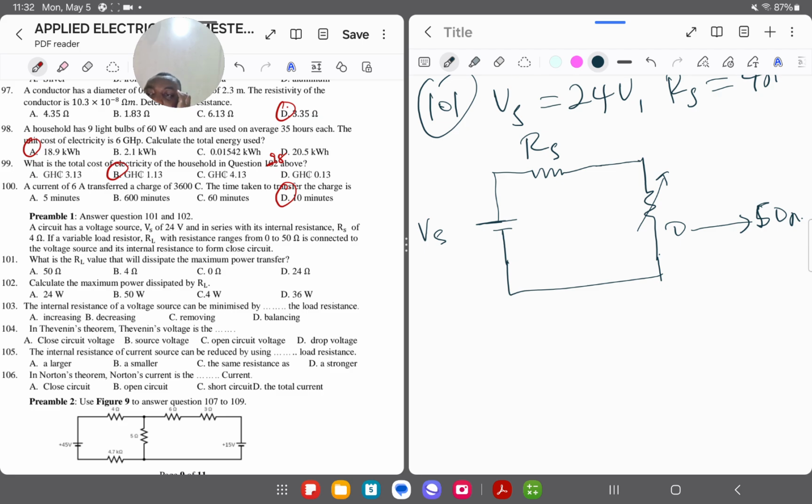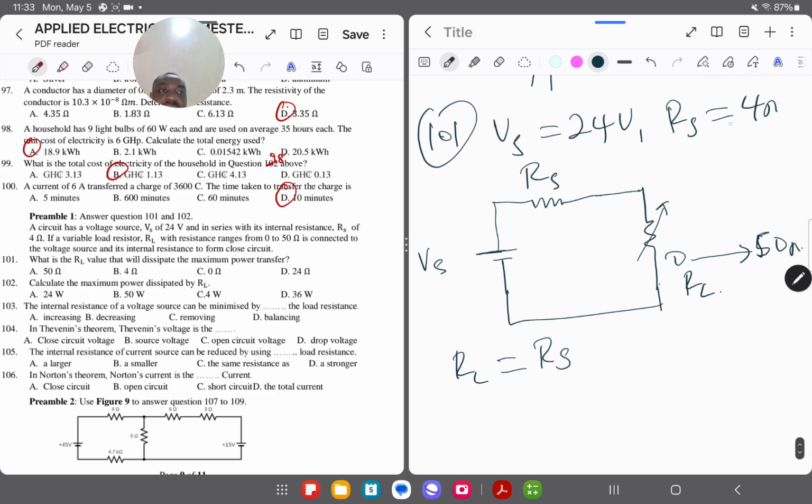Now let's move to the question. Question 101. What is the RL, meaning the load resistor value that will dissipate the maximum power transfer? So this question is about maximum power transfer. And remember I said when it comes to maximum power, here is our load. This is just to say that if you want to get the maximum amount of power dissipated by your load resistor, you just make sure that your load resistor has the same resistance as your internal resistance, which is Rs here. So you can see the internal resistance is given as 4 ohms.